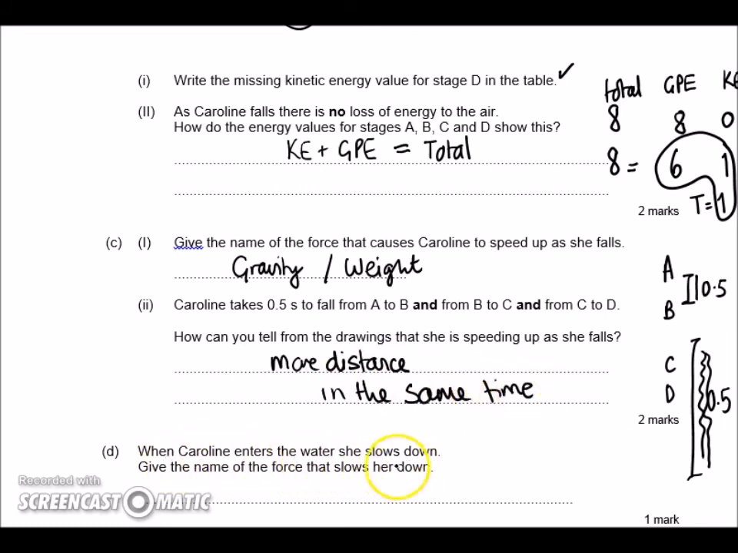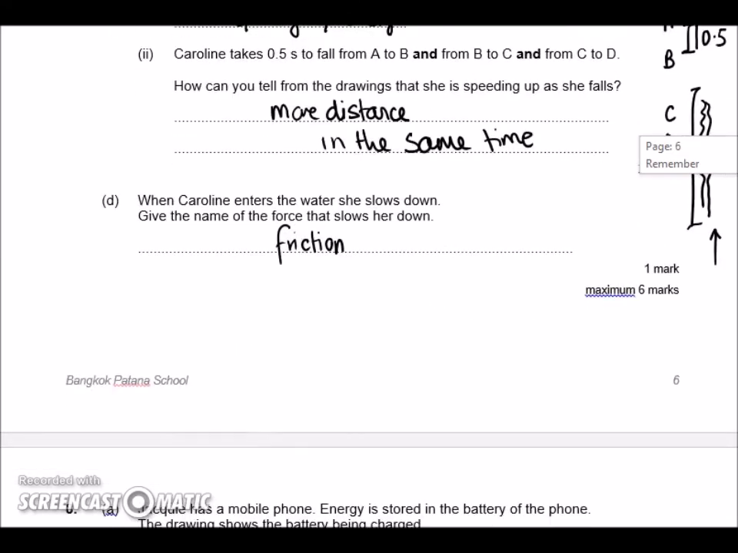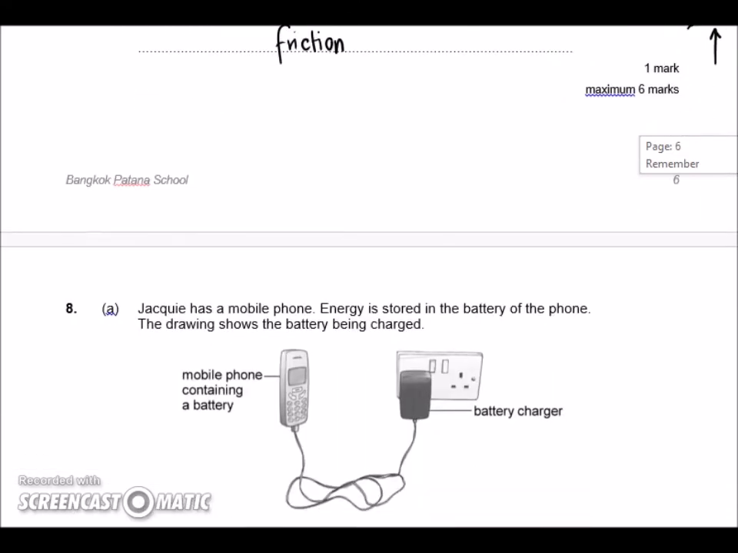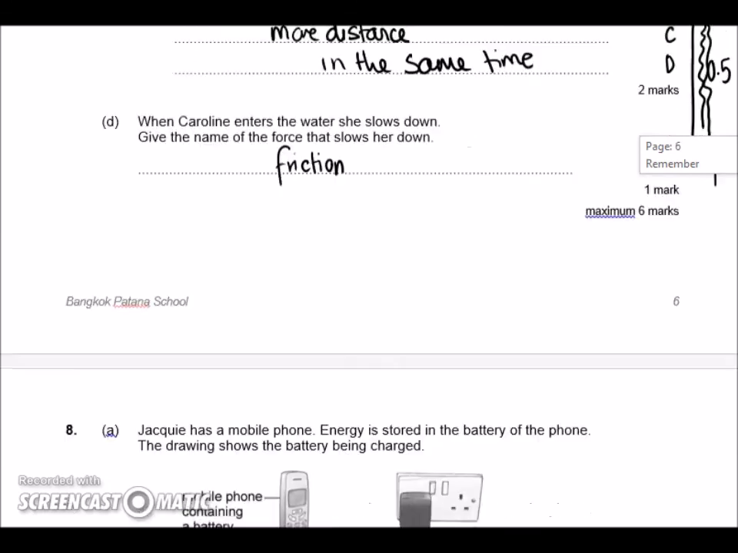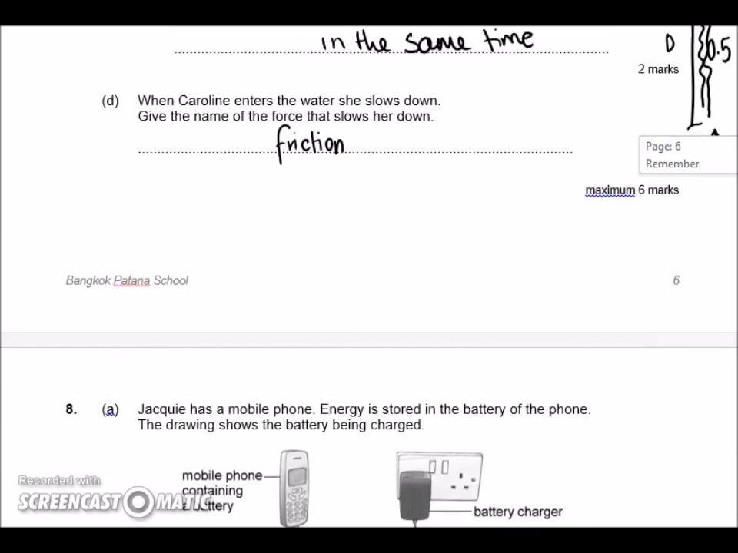When Caroline enters the water, she slows down. Give the name of the force that slows her down. She's got friction from the water working against her. That's why when you jump into the pool, you're not going to get hurt, but if she jumped from that high onto concrete, she would get hurt because the air's got less friction. It's going to apply less force to her than the water would.